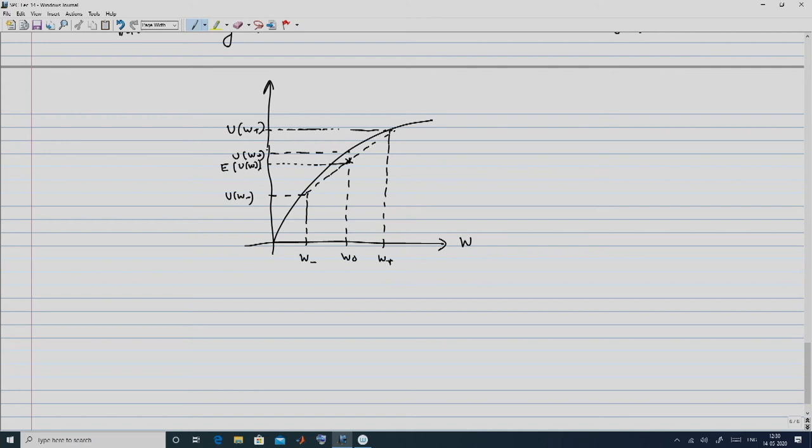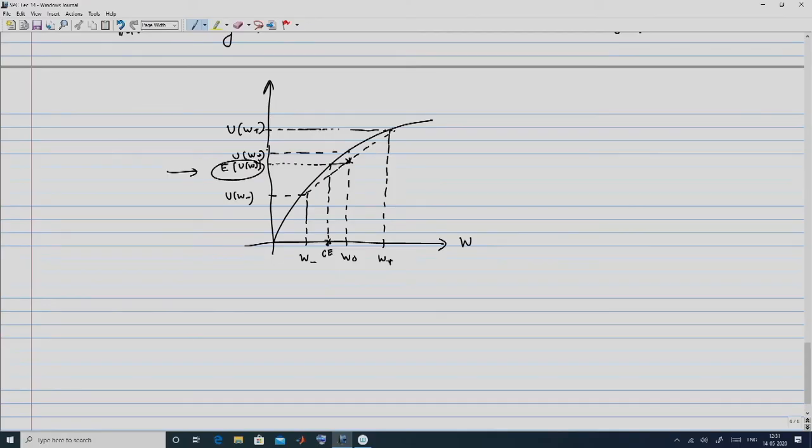Now please understand that if this expected utility of W is equivalent to the utility of a certain wealth level here, then this wealth level is called certainty equivalent. Once we have made the investment, the corresponding expected utility, in the previous example, was given by half into U of W plus and half of U of W minus, and this gives the expected utility to be this value here.